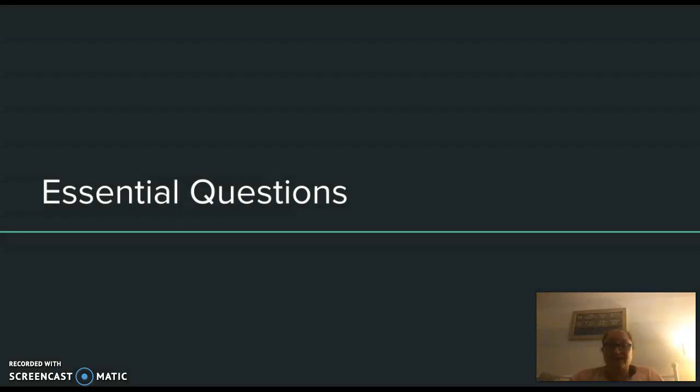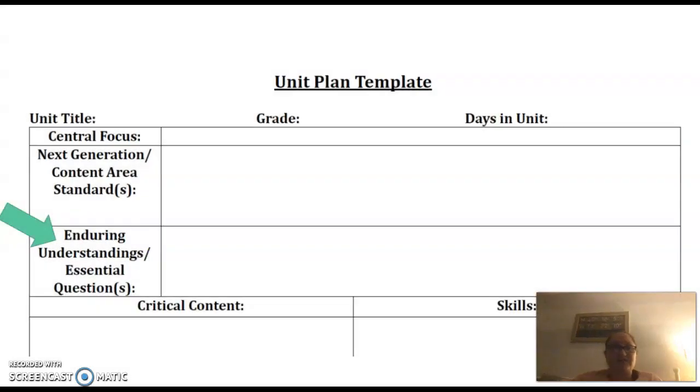Okay, so moving on to essential questions. Again, I know this should be review. There is this section in the unit plan template that says enduring understandings or essential questions. I'll be frank, I don't use enduring understandings because I don't find them useful for students. Students, you can ask the essential question. I like to have it posted throughout a whole unit, so that way students are looking at it the whole time.